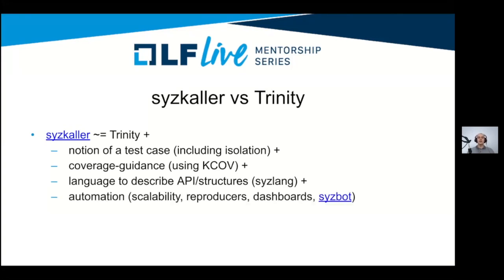And finally, it introduces a lot of automation. So Trinity is usually a binary and you just run that binary and everything else you have to do on your own. So you have to monitor the kernel output on your own. If your VM crashed, you have to restart it on your own. Syscaller has all that built in.